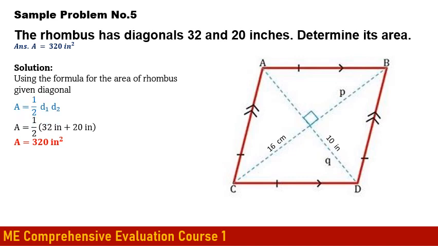So 1/2 of the product of d1 and d2, because if you examine it, this is d1 and then we have the diagonal d2. So we can actually use the diagonals to solve for the area of a rhombus, aside from the adjacent or consecutive sides. Substituting the values, we can get the area of the rhombus as 320 inches squared.